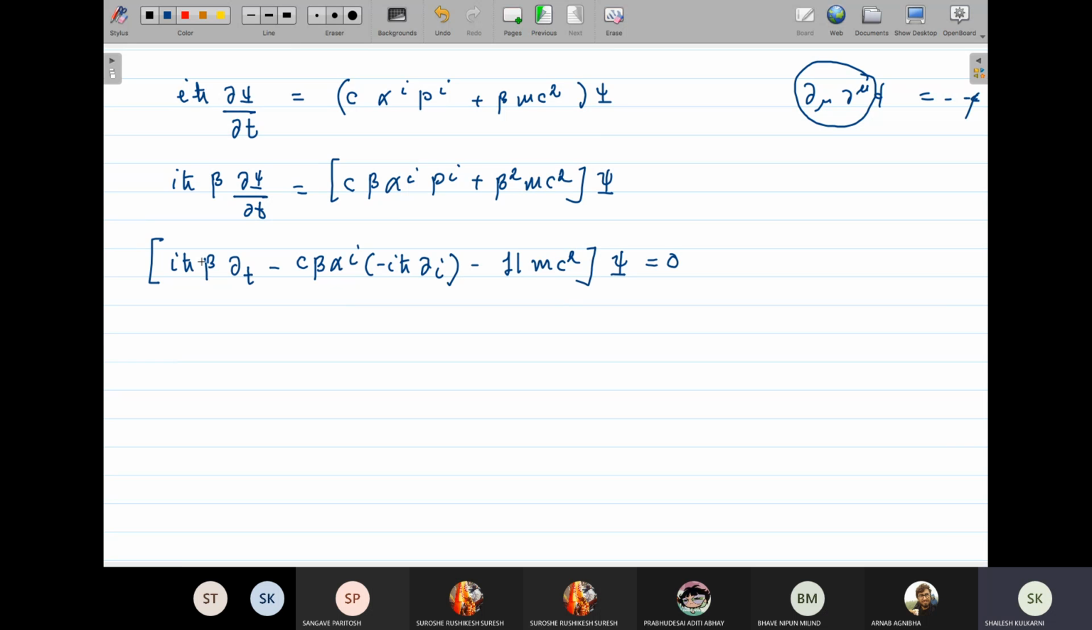Now I will divide by h cross, and I will multiply and divide by c. So this will become del 0. So I will get i beta del 0. I will take i common: i beta del 0 plus beta alpha i, del i, minus identity times m c square, the entire thing acting on psi equal to 0.